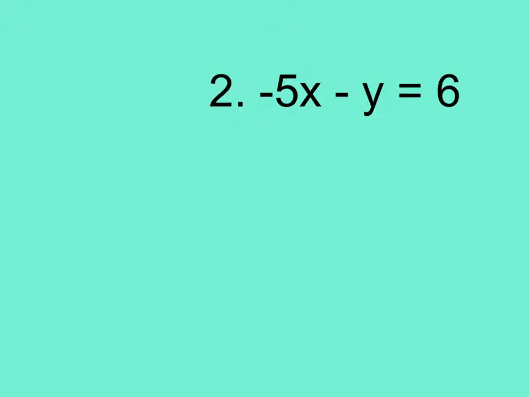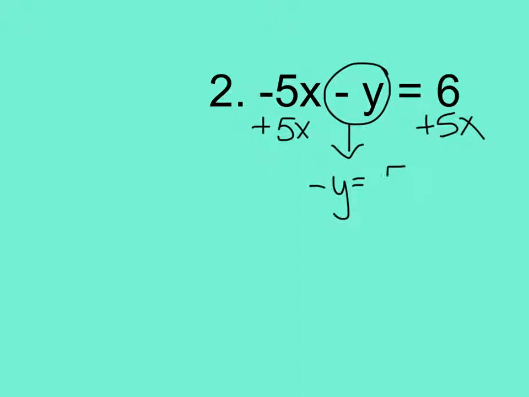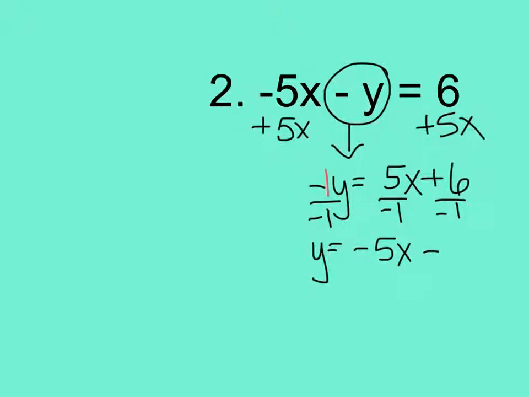So to solve for y, we first have to move that 5x over. Since it's negative, we're going to add it. Make sure when you bring your y down, you bring that negative with it. And again, x comes first. Y is not by itself. If you needed to, you could think of it as a negative 1 here. So we're going to divide everything by negative 1. So y equals negative 5x minus 6. And that one is now solved for y.